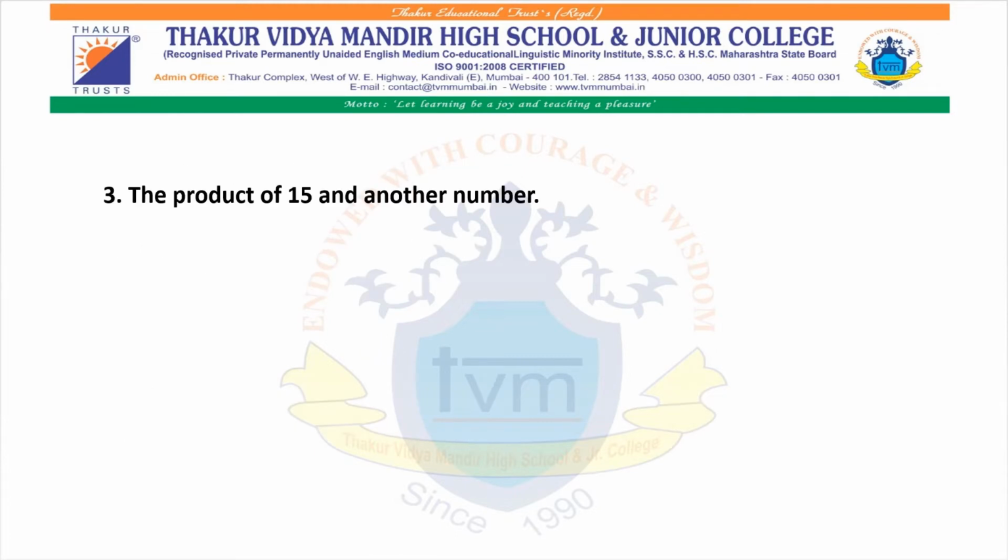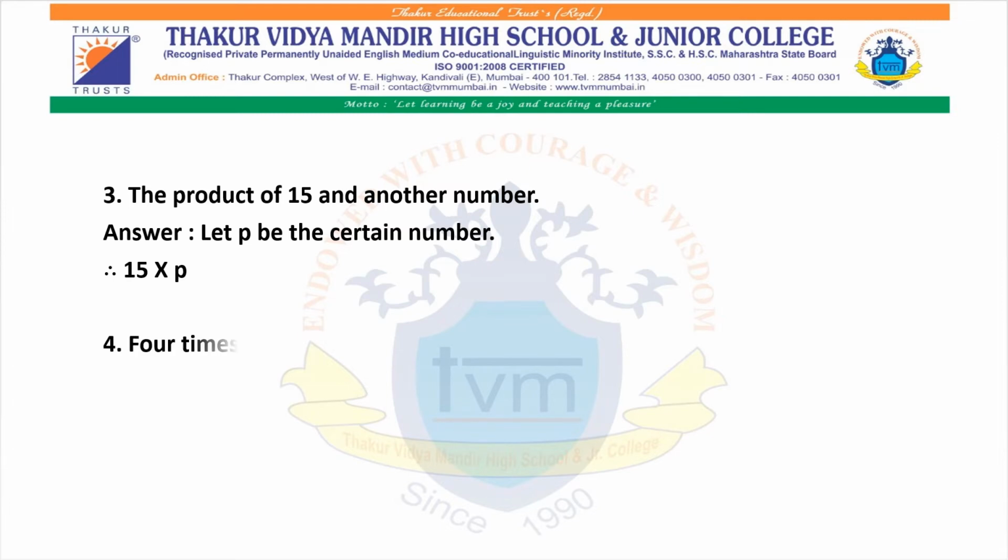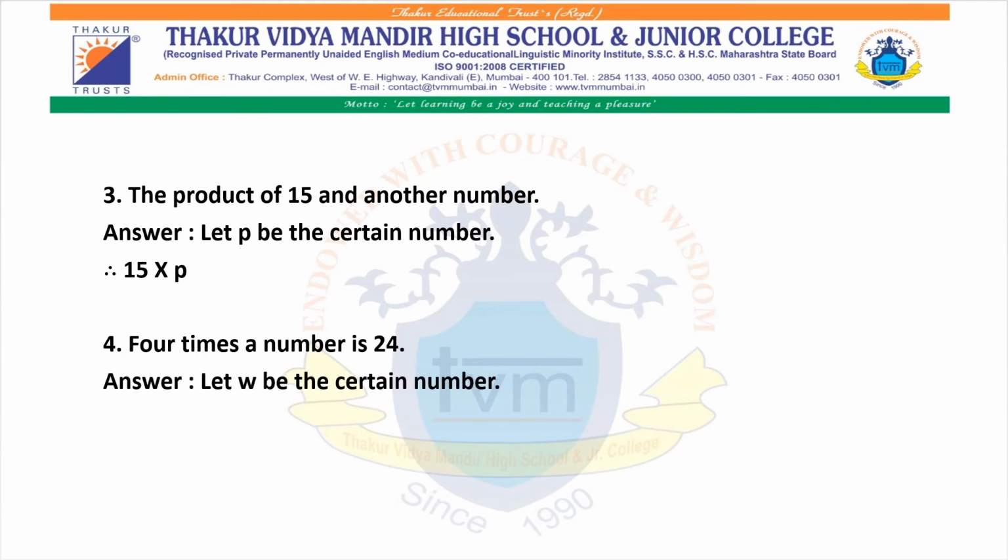Third, the product of 15 and another number. Answer. Let p be the certain number. Therefore, 15 into p. Fourth, 4 times a number is 24. Answer. Let w be the certain number. Therefore, 4w is equal to 24.